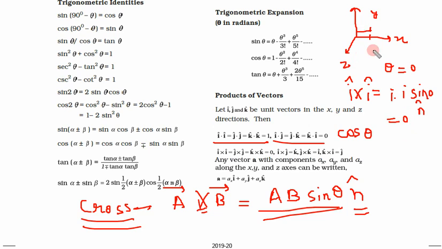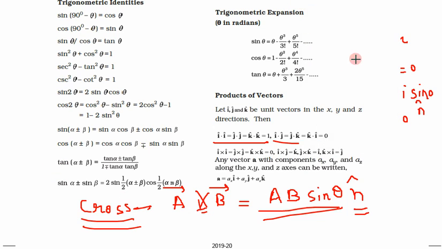Similarly, j cross j becomes 0 because the angle between them is 0. k cross k is also 0. That's why cross product gives 0 between two same unit vectors. Two unit vectors in the same direction give a cross product of 0. So i cross i, j cross j and k cross k are 0. Now let us see what happens when we have different vectors.